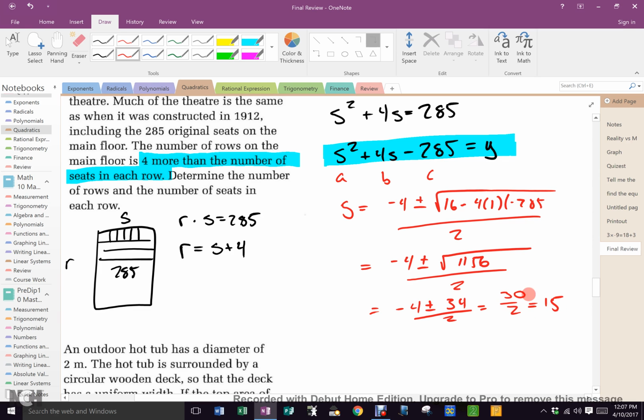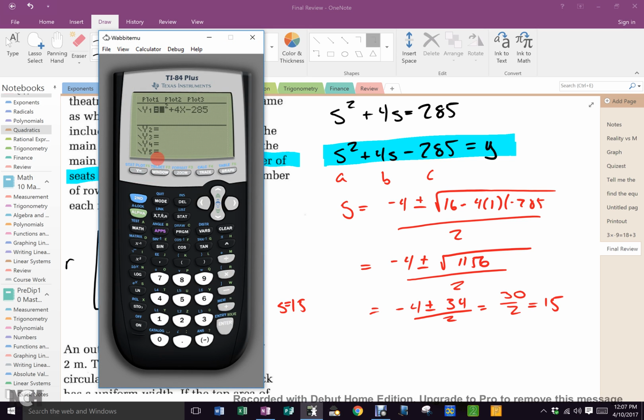So that becomes 30 over 2, which equals 15. Once I have s as 15, r equals s plus 4. So my r is 19, and my s is 15. I don't know why that didn't work on the calculator. I don't know what I did wrong. I'm going to quickly go back and check it once and see if we can fix it up.